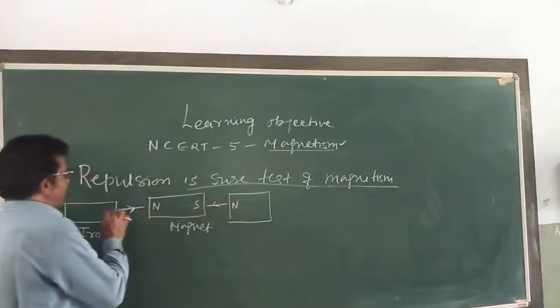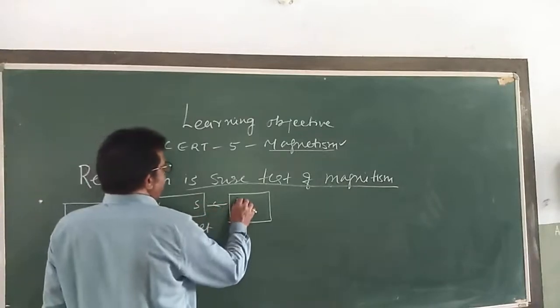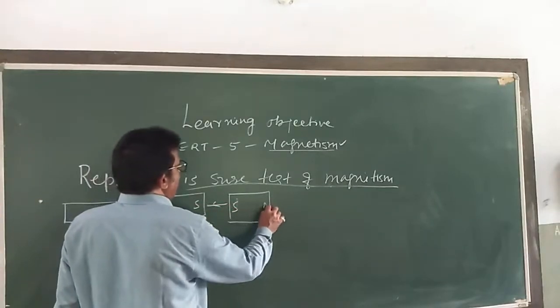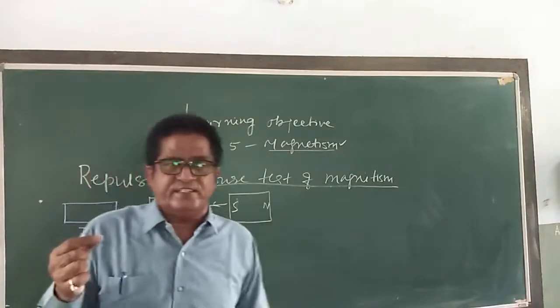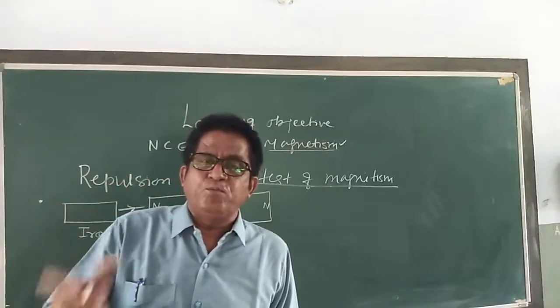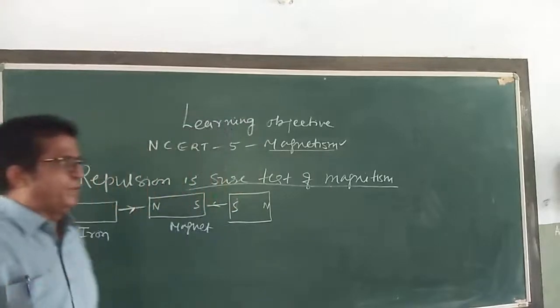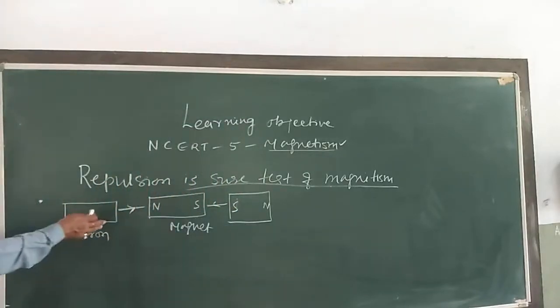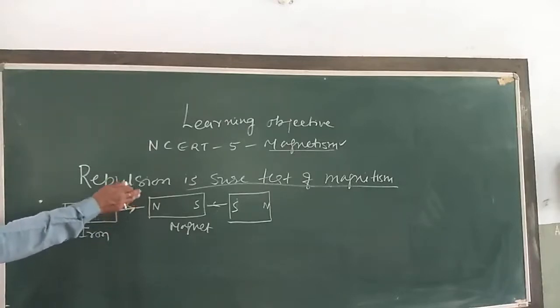तो अट्रैक्शन आयरन को भी करेगा और नॉर्थ पोल भी करेगा. But if this is, suppose, south pole and this is north pole, that will repel, as soon as the repulsion occurs through the magnet. Then you can easily identify this is the magnet and this is the iron. Is it clear? So my dear children, this is the test of repulsion. One end of the bar magnet repels only the like pole of the given magnet.